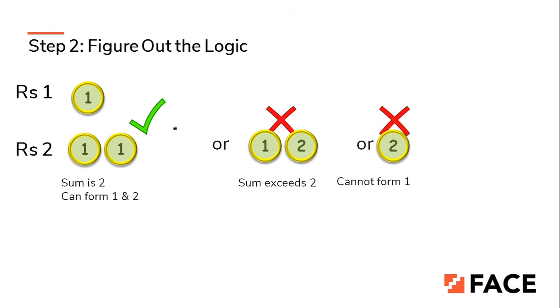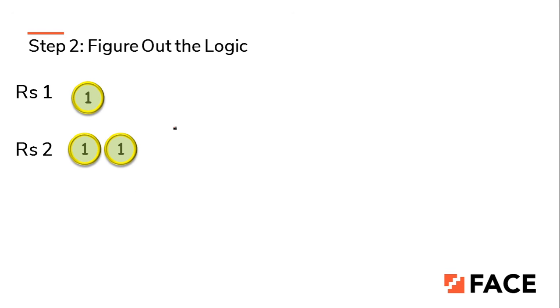The only limited option that I have is 2 1 rupee coins. Here I can form a 1 rupee with just one of these coins. If I use both the coins, I get 2 rupees. And the total is 2. It is not exceeding 2. So this kind of meets all my requirements. So the way I can form 2 rupees is by using 2 1 rupee coins.